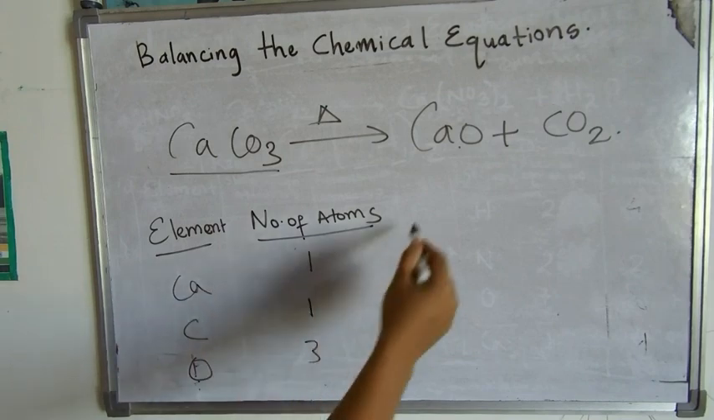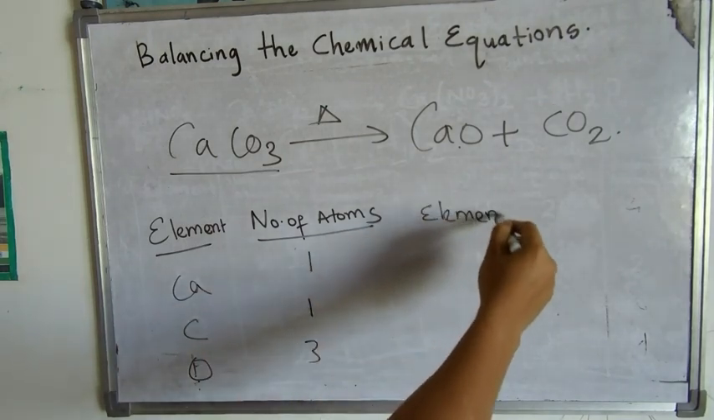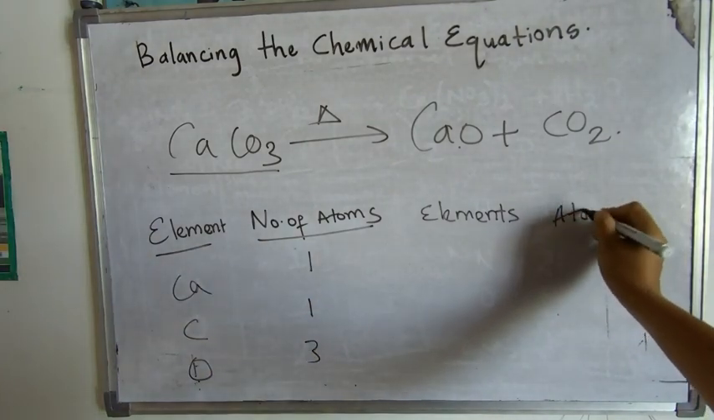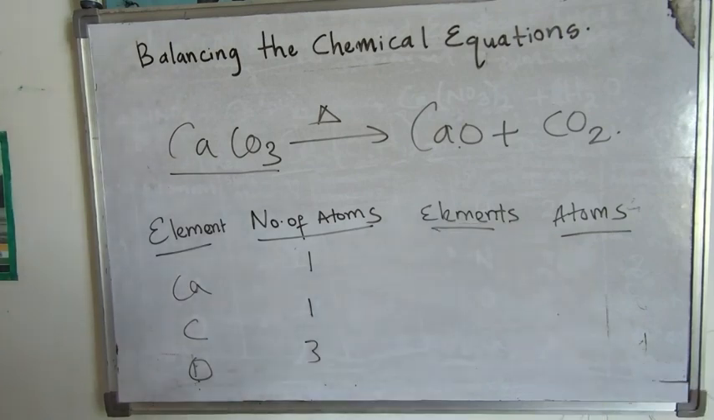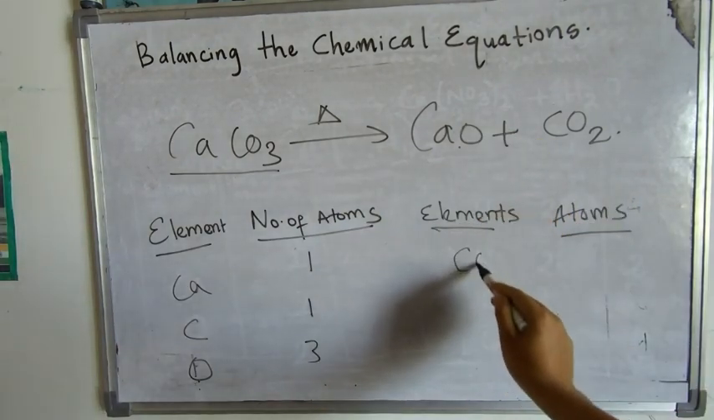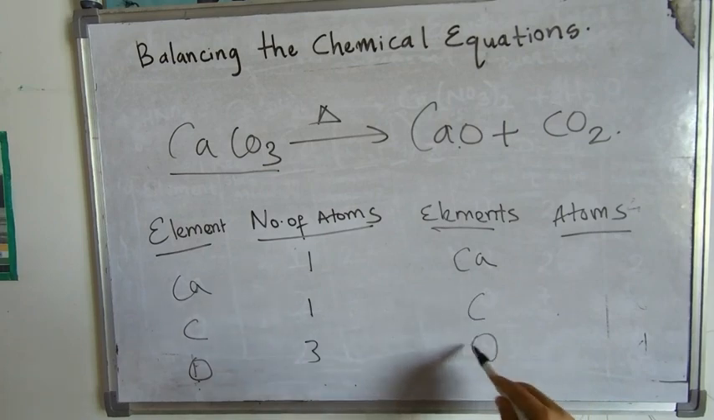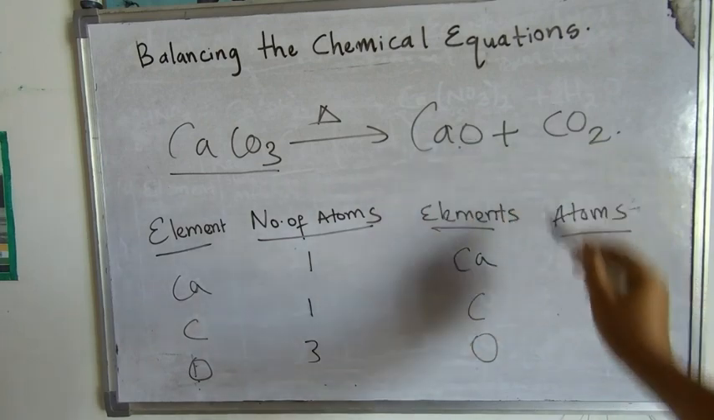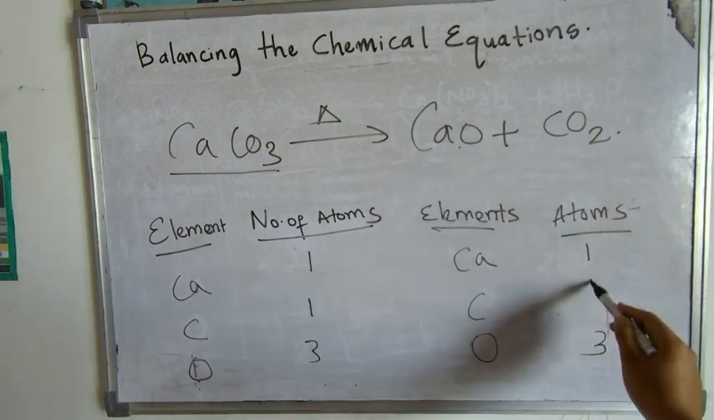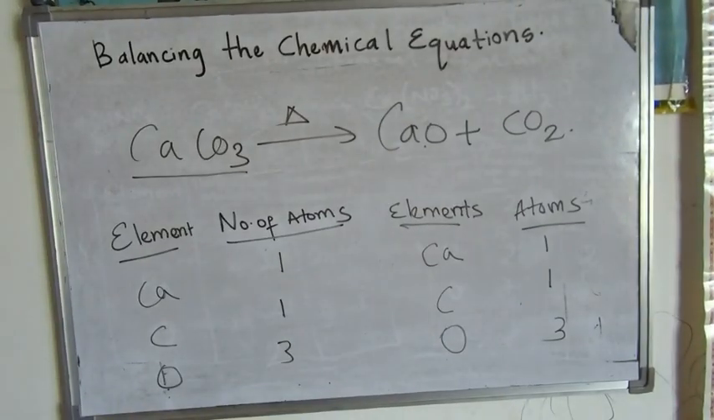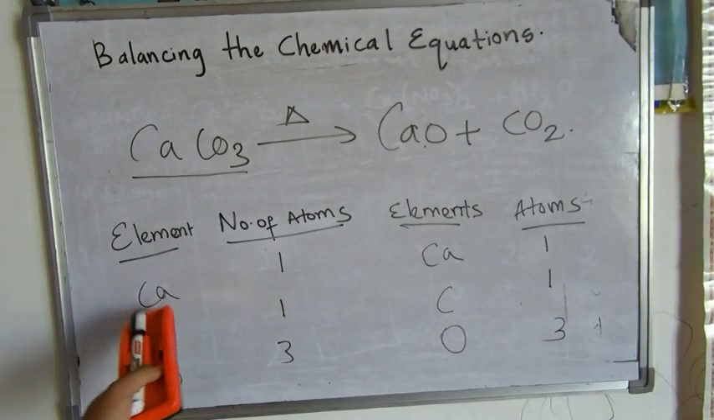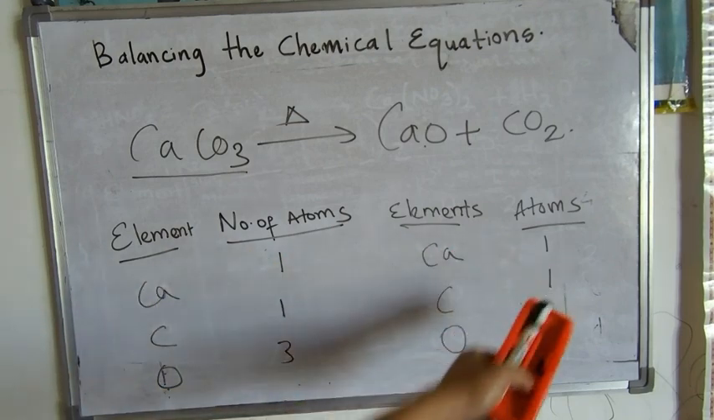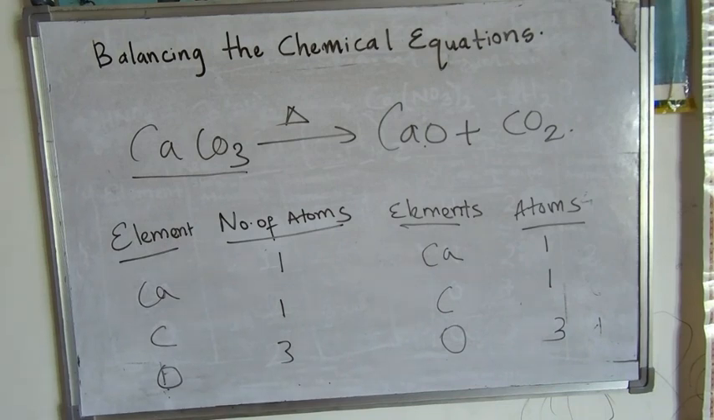I'm also writing it here, the elements and also the atoms. For the elements, it is the same: calcium is here, carbon is here, and oxygen is here. How many calcium do we have? We have 1 calcium. Oxygen, how many do we have? 3. And carbon, how many do we have? 1. So you can see that on the reactant side and the product side, the number of atoms of each element of a compound is the same. Calcium is 1, carbon is 1, oxygen is 3; calcium is 1, carbon is 1, oxygen is 3. So this is a balanced chemical equation.